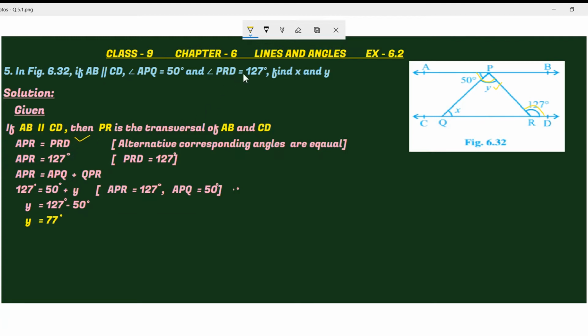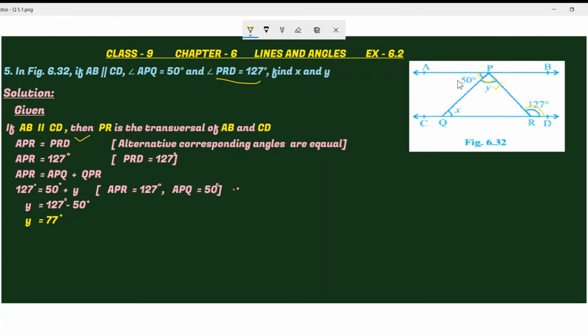In the question they have given the PRD value, so I have substituted that value in this equation. So APR is equivalent to 127 degrees. I got the whole angle now. You can see APR is a whole angle, and a part of that angle is Y.